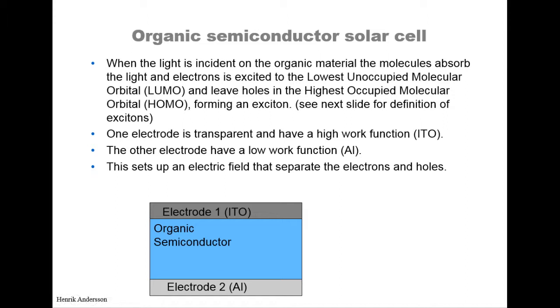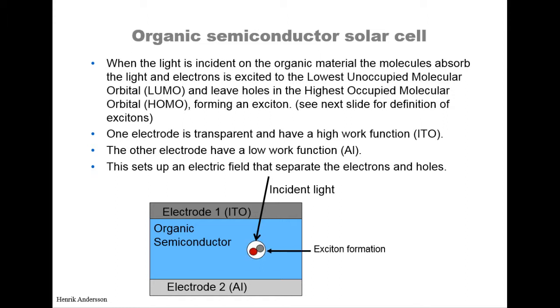I will here show the typical operation of an organic semiconductor solar cell. When the light is incident on the organic material, the molecules absorb the light and electrons are excited to the lowest unoccupied molecular orbital and leave holes in the highest occupied molecular orbital, forming an exciton.